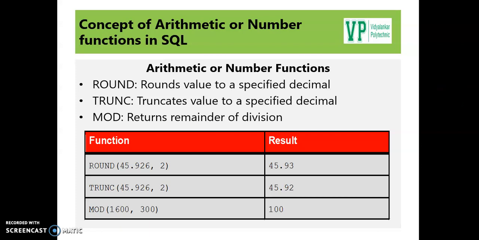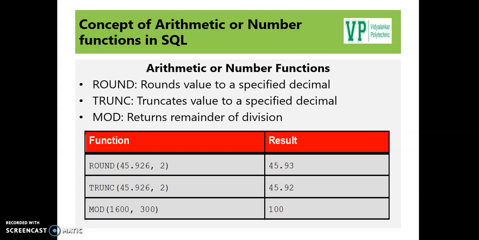Now we are going to learn about arithmetic or number functions used in SQL. There are three basic functions. One is the round function, second is the truncate or trunc function, and the third is the mod function. Let's discuss them one by one. The round function rounds the value to a specified decimal. The truncate function truncates the value to a specified decimal, and the mod function returns the remainder of the division operation.